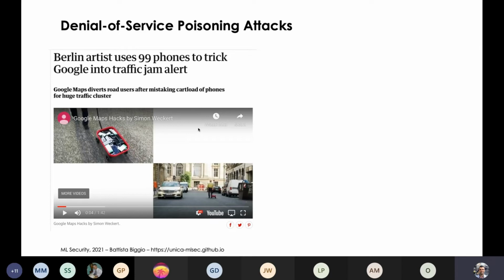One example that I like very much is this one, where an artist from Berlin put roughly 100 phones into a cart, and he was going around with his cell phones behind him, as you see in the picture. And Google Maps reported a traffic jam in that street, because Google Maps identifies traffic jams by monitoring how many cell phones are on the street, making the assumption that one cell phone equals one car or something like that. So the traffic was diverted onto different routes, and this street remained empty for 1 hour or so, I think. That was a really nice experiment.